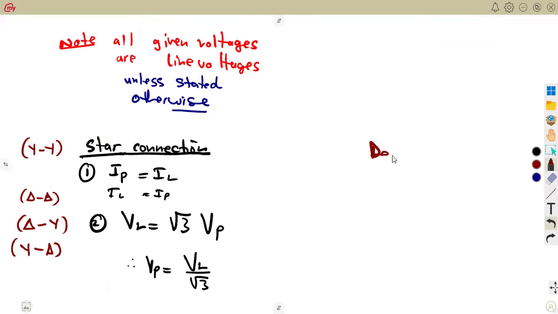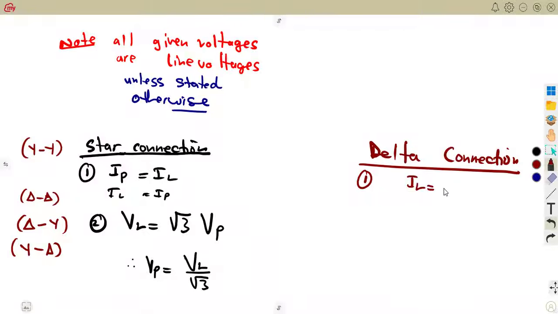Delta connection. Remember that? What is it that we had before in our delta connection? It is the voltages that are the same. So in terms of the currents, what is the relationship? It follows that IL is equal to the square root of 3 IP. Therefore, we can have IP from there if we divide by the square root of 3, so it's going to be IL over square root of 3.